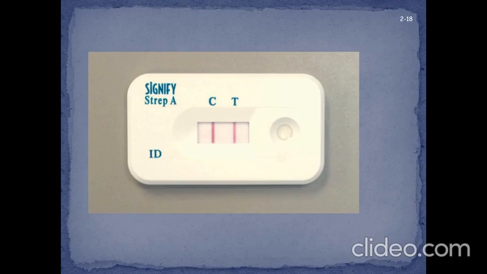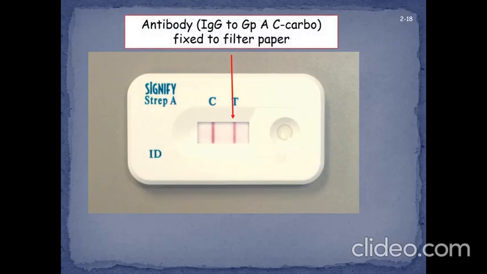Let's look at that cassette again, and I actually want you to draw this maybe at the bottom of 2-18 where it's talking about the ELISA method, because I want you to understand this concept. Now, when these are manufactured, they come with antibodies stamped onto them. So IgG that is specific to the group A C carbohydrate, and these are fixed to that filter paper.